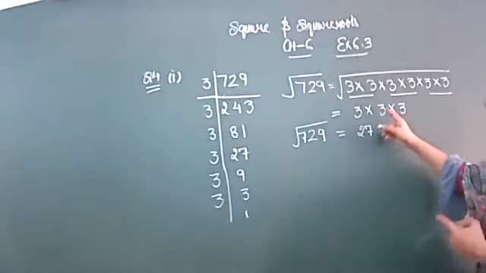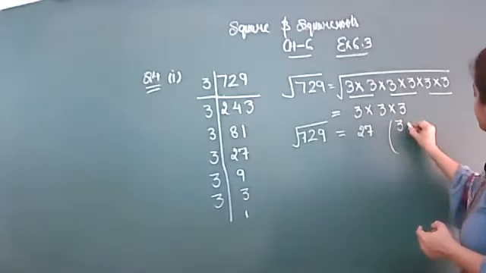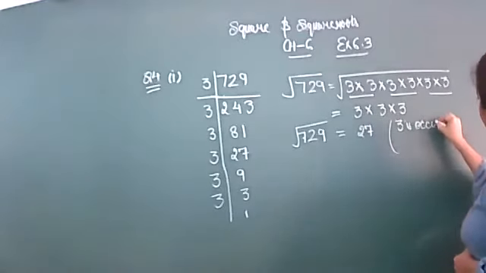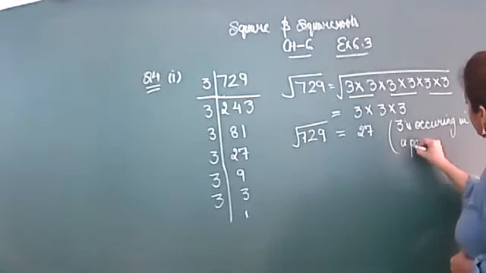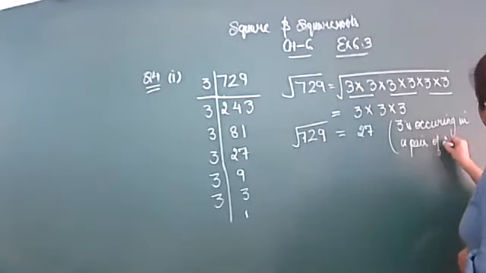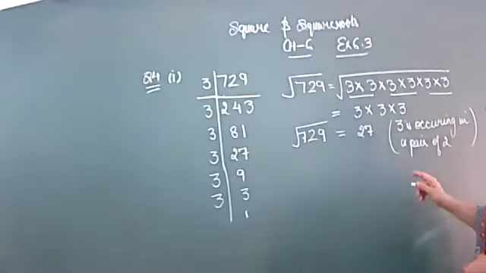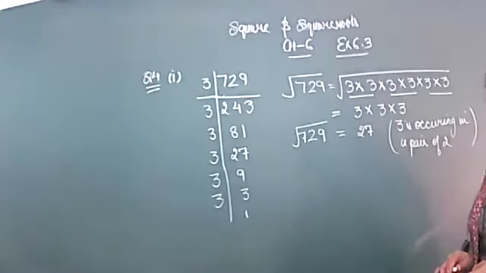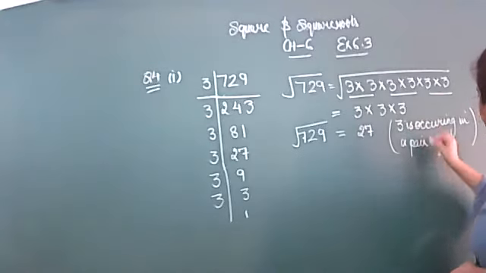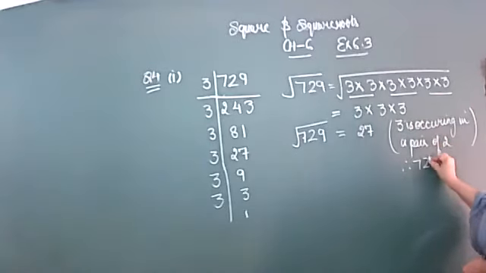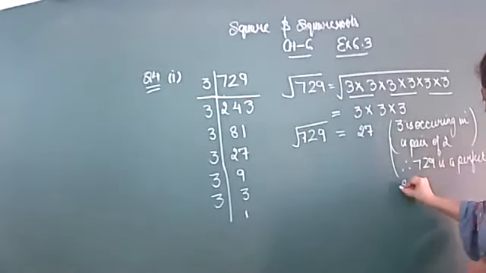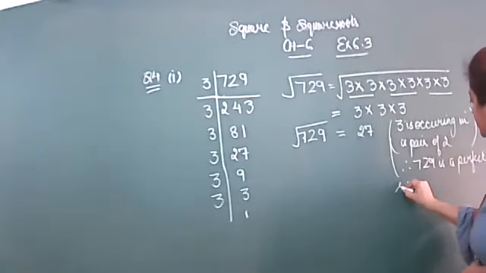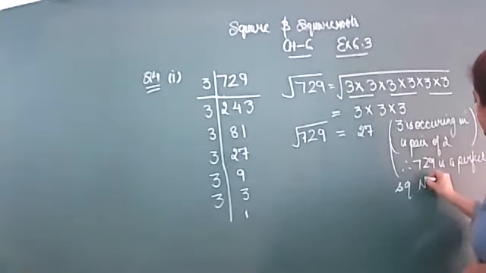So what you will write here? 3 is occurring in a pair of 2. Therefore, 729 is a perfect square number.